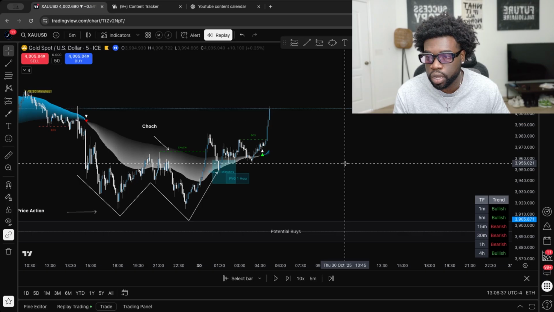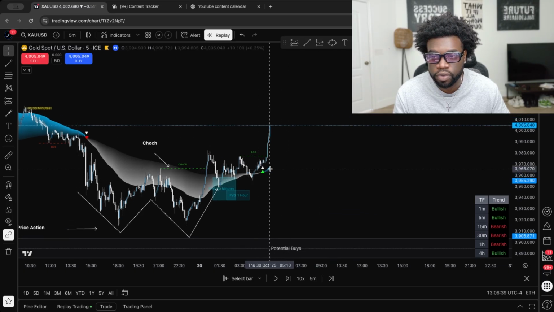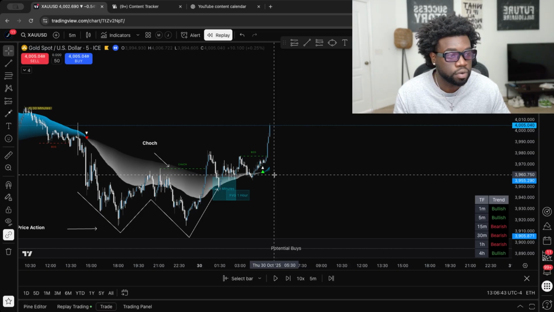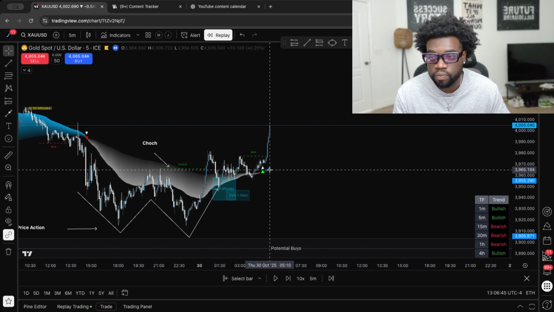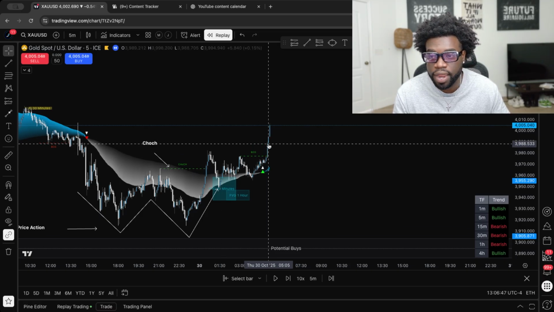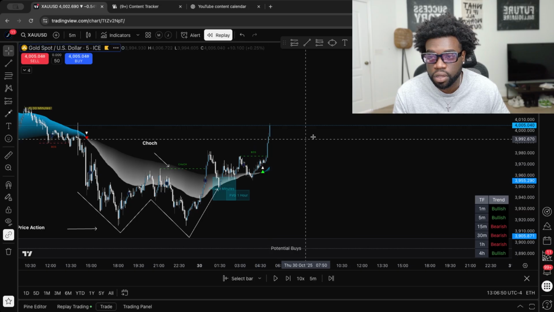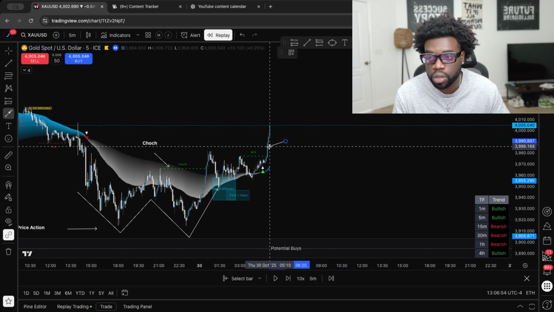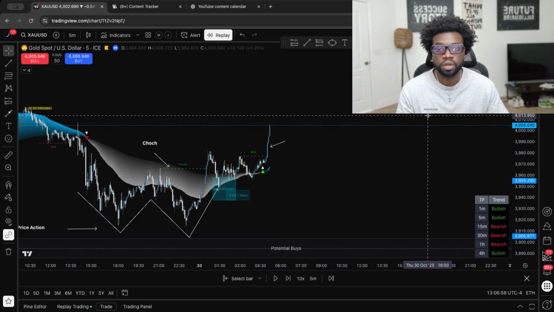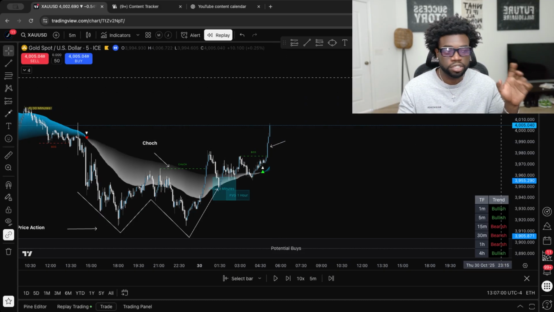Boom. Okay, so look, we got the fluid flow confirmation. We could either enter right here, right at this breaker structure around these areas. We could choose to enter here. So let me explain what just happened.